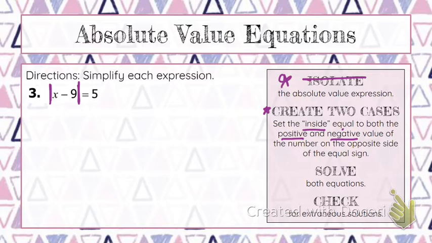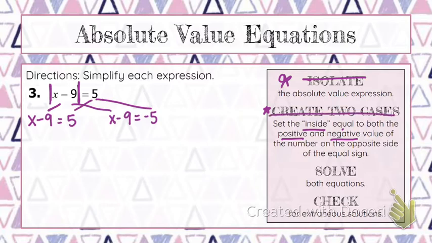We're going to rewrite the equation without the absolute value sign, and then we're going to rewrite it again, and it's going to be equal to negative 5. So here we have the inside of the equation, and here we have a positive 5 and a negative 5. We've created 2 cases. Now we're going to solve both equations. Add 9 to both sides, and we get x equals 14. And here we add 9 to both sides, and we get x equals 4. So we have solved both equations.